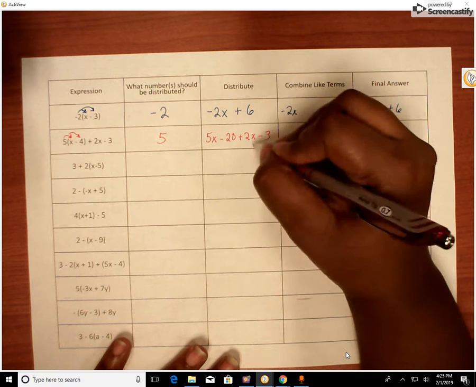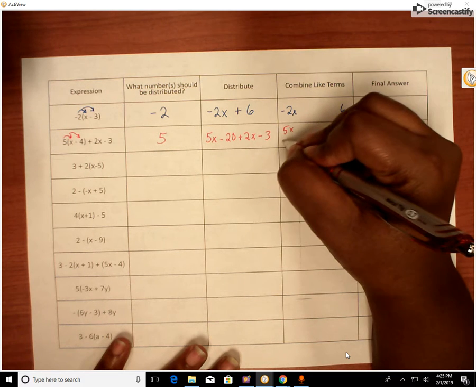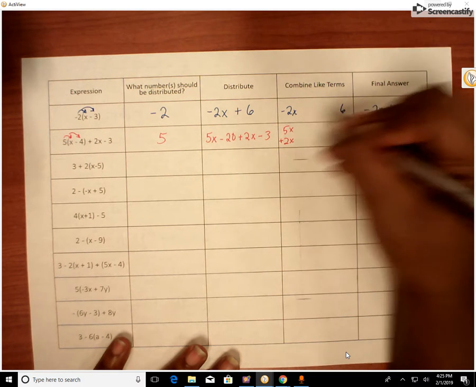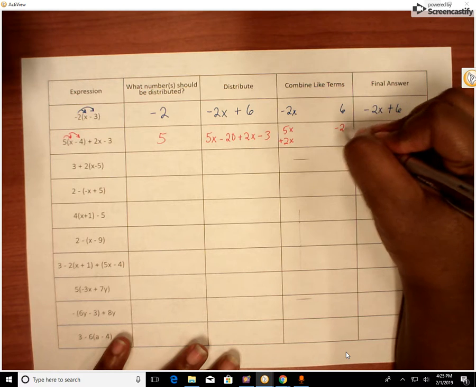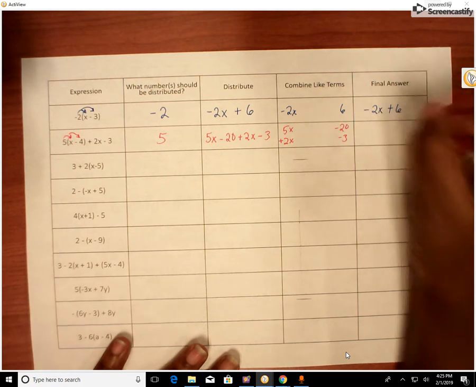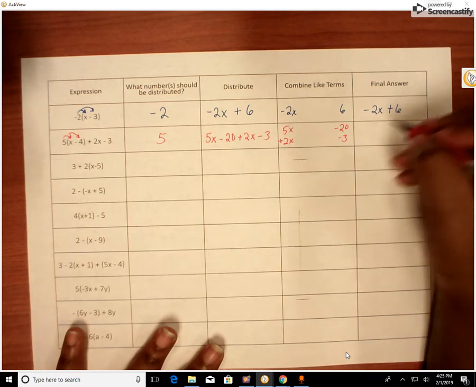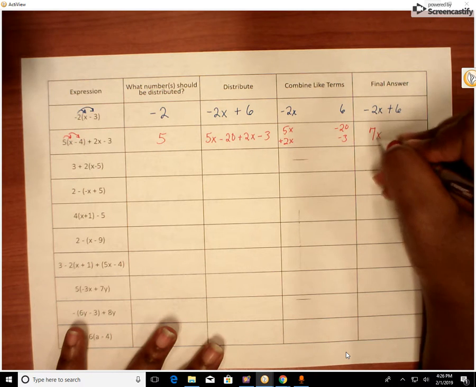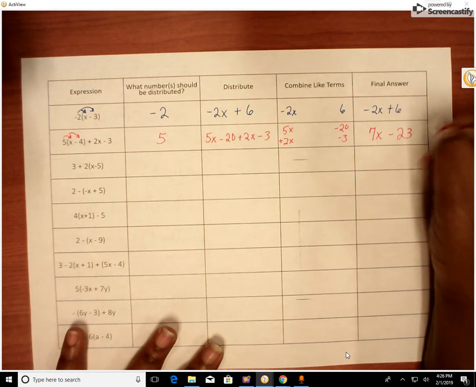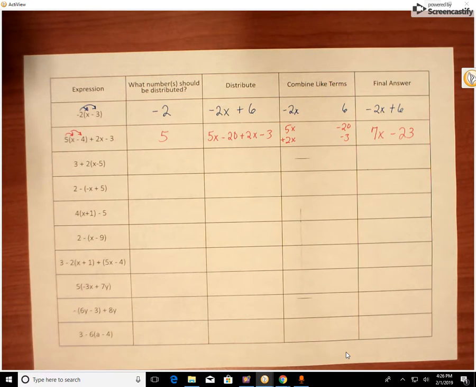Now group like terms. I see 5x. I see plus 2x. I see a minus 20 and a negative 3. That's going to give us 7x minus 23. Because remember, negatives are what you owe. If you owe me $20 and you borrowed $3 more, you owe me 23 at this point.